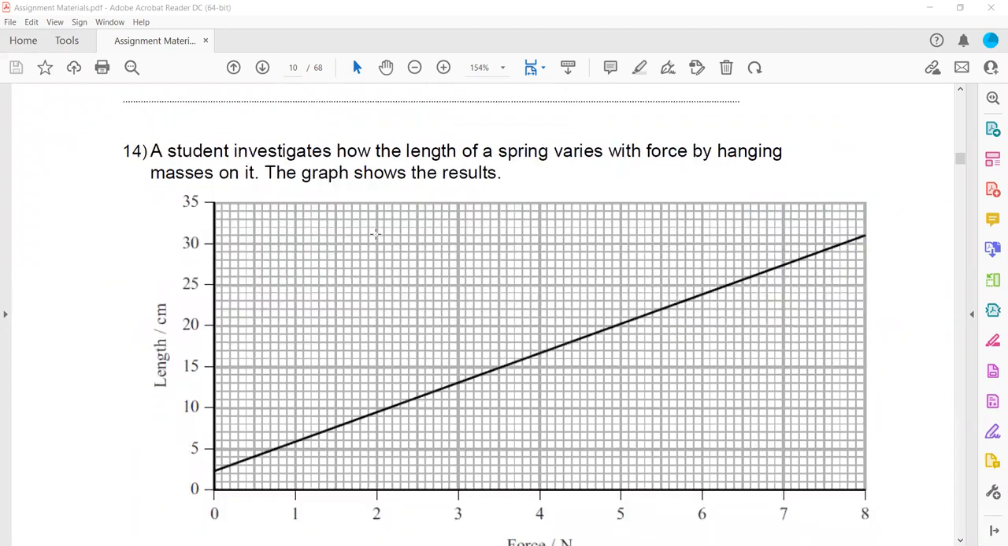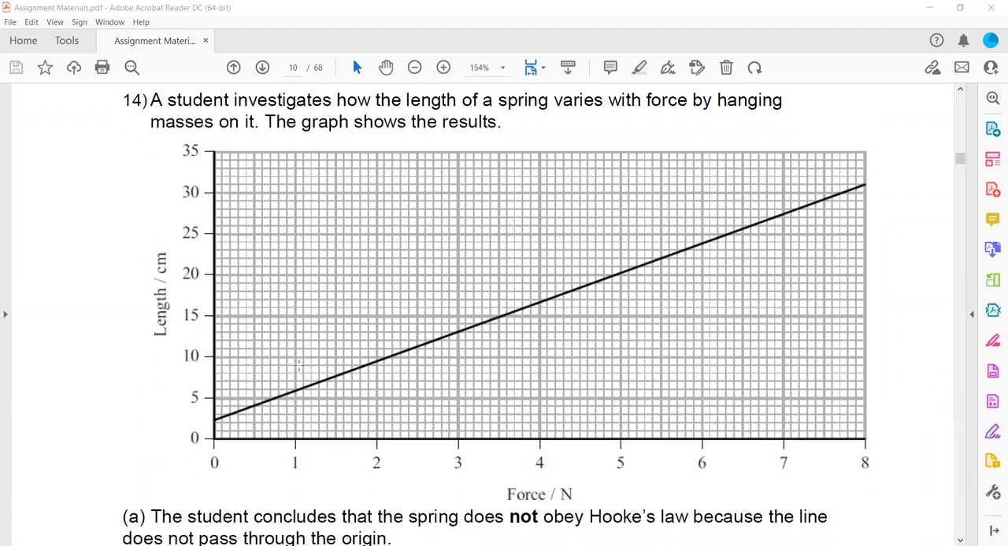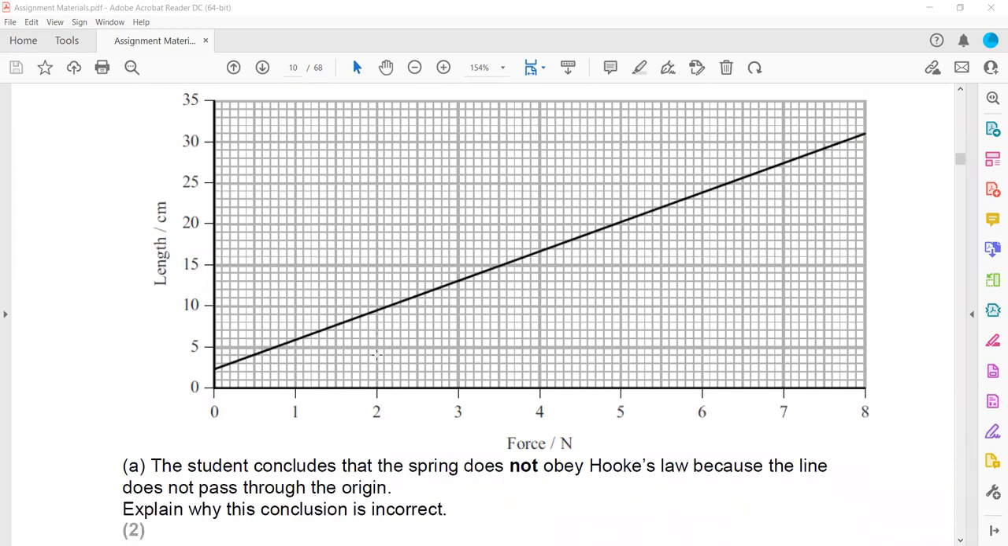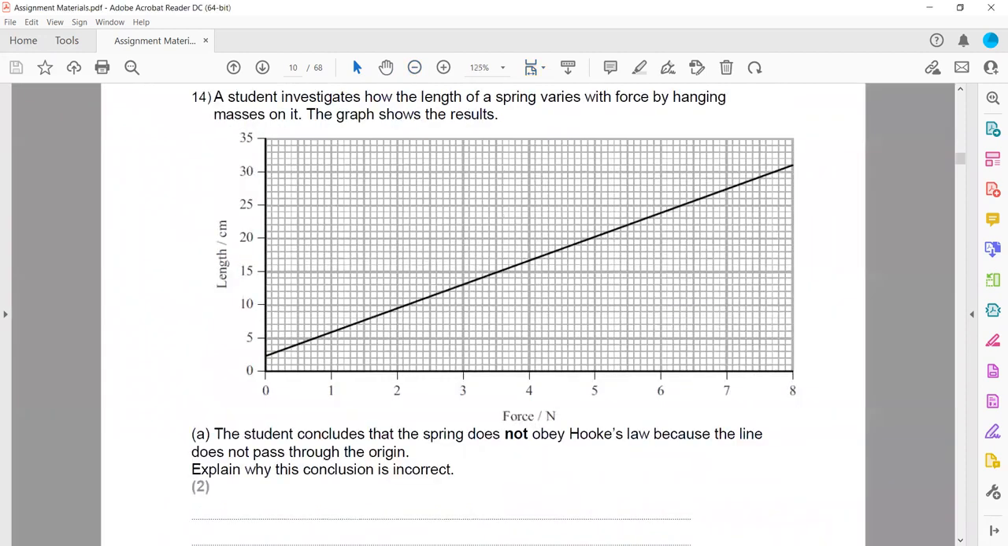A student investigates how the length of a spring varies with the force by hanging masses on it. The graph shows the relation. The student concludes that the spring does not obey Hooke's law because the line does not pass through the origin. Explain why this conclusion is incorrect.